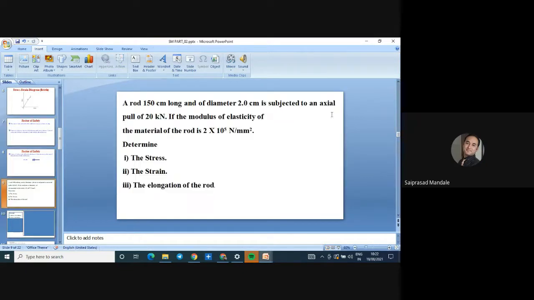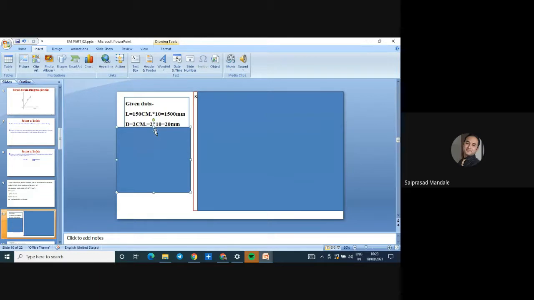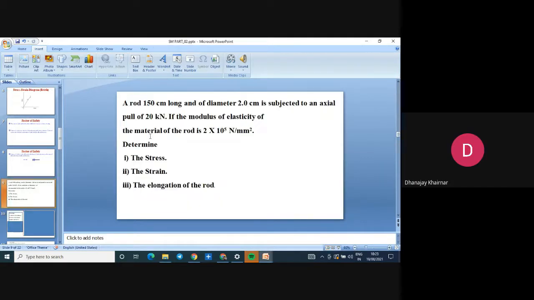What is next? Axial pull. P is given to us. It is 20 kilonewton. We have to convert that kilonewton into Newton, into 10 raised to 3. Perfectly correct. 20 into 10 raised to 3 Newton. Then modulus of rigidity is 2 into 10 raised to 5. Can we convert this? No, we don't need to convert this because it is already in Newton and mm square. So there is no need to change.